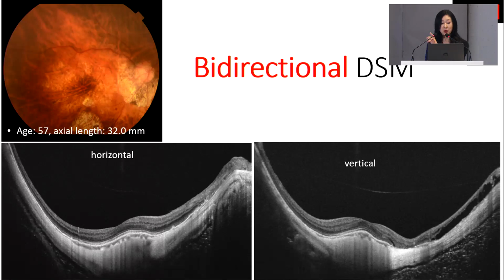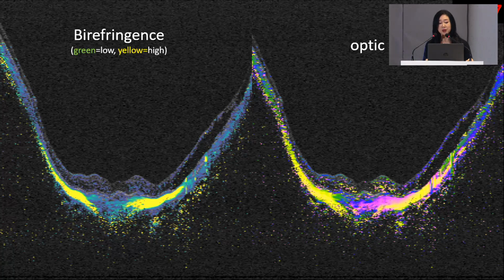So then, bidirectional dome. In this case, both in horizontal and vertical images, you can see dome-shaped macula. And the images are similar. In birefringence, the dome area is not a tight aggregation. It's a loose, low-density inner fiber aggregation. And in the optic axis image, outside the macula, you can only see vertical outer scleral fibers. But in the dome, you can see a mixture of inner scleral horizontal and oblique fibers.